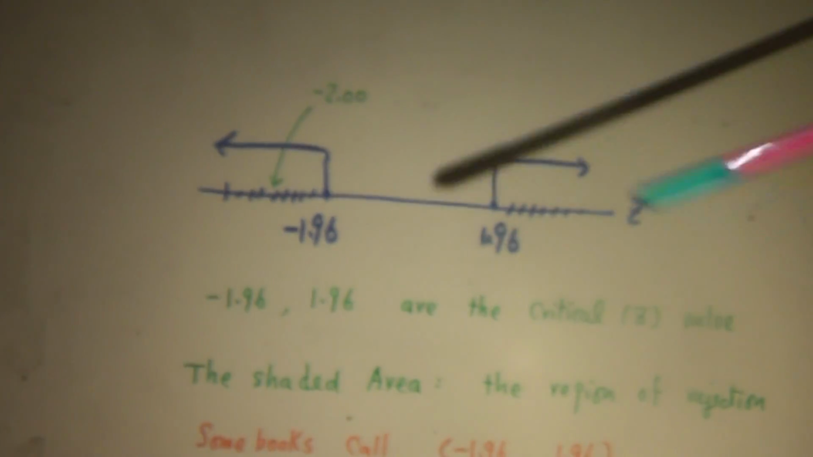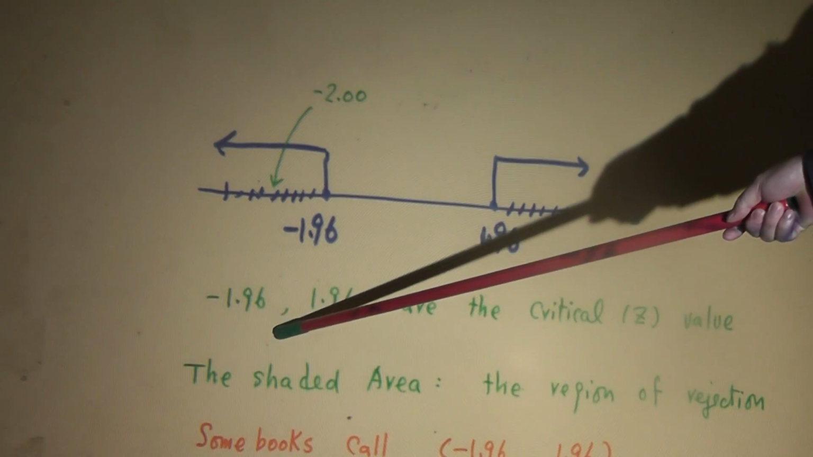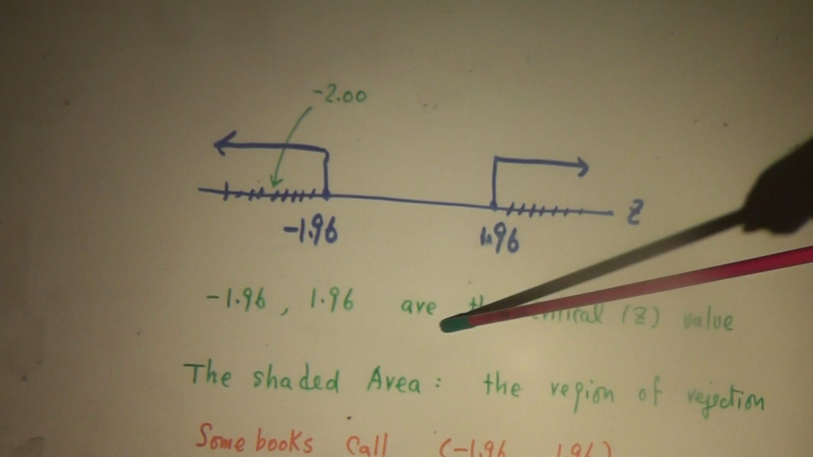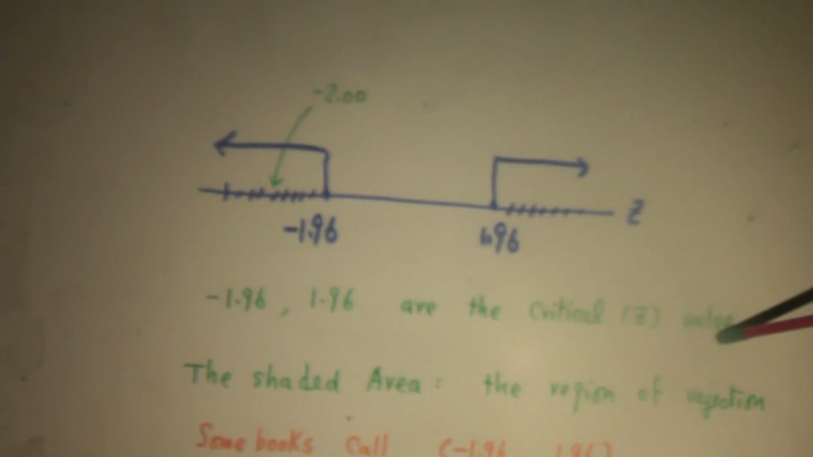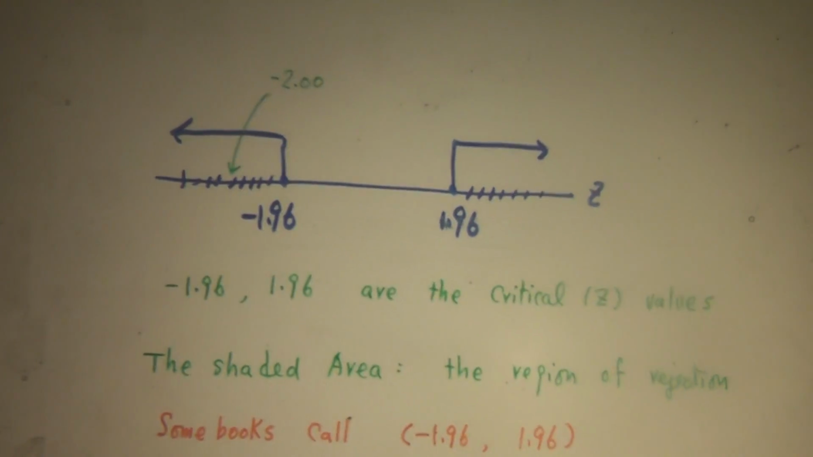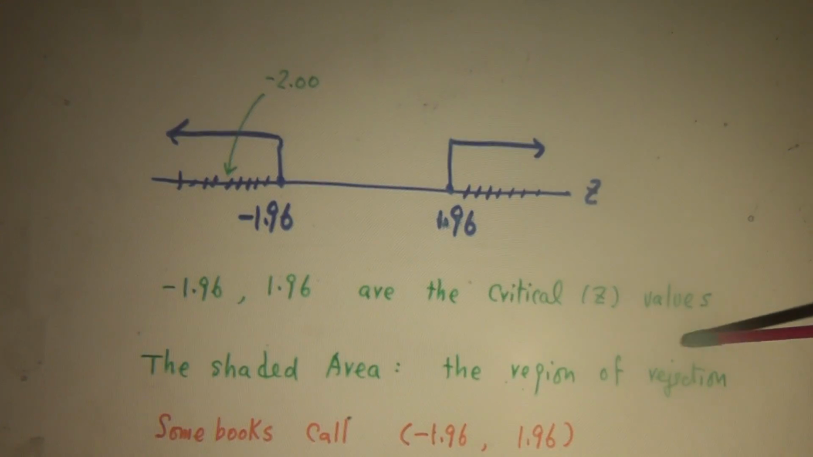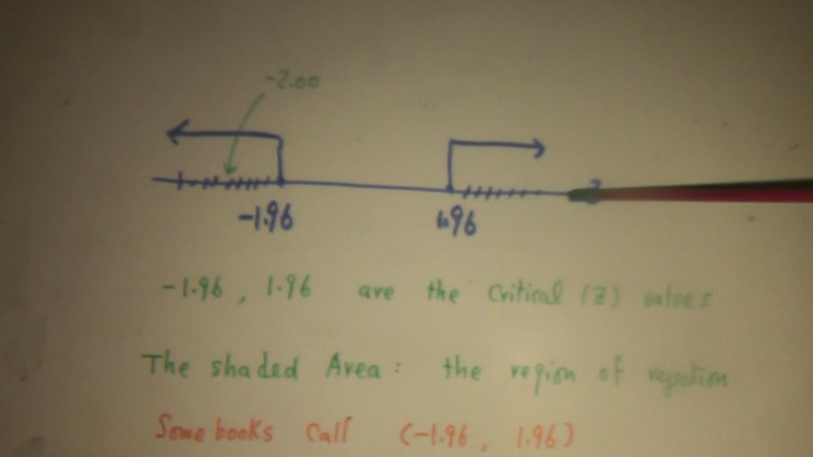Now let's look at the chart. Minus 1.96 and 1.96 are the critical Z values. Or you can just call them critical values. And the shaded area is the region of rejection.